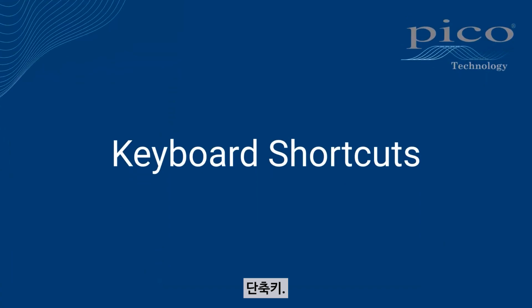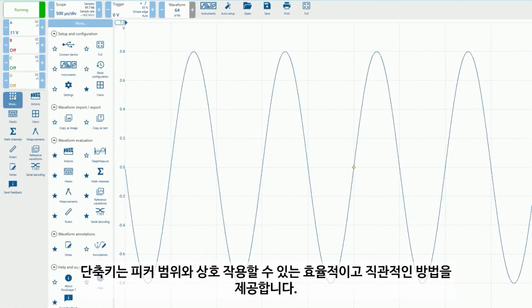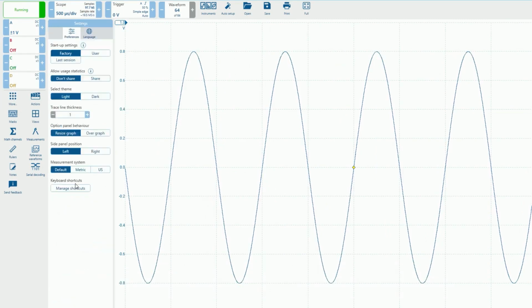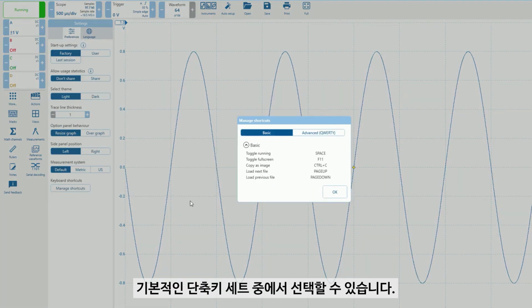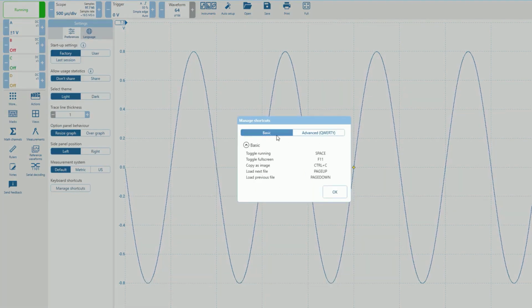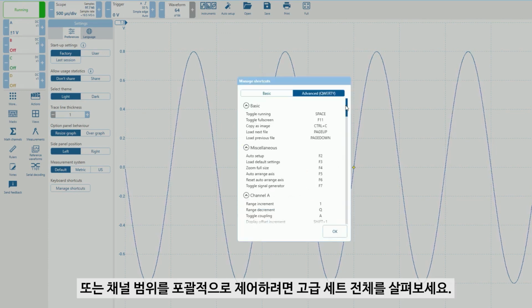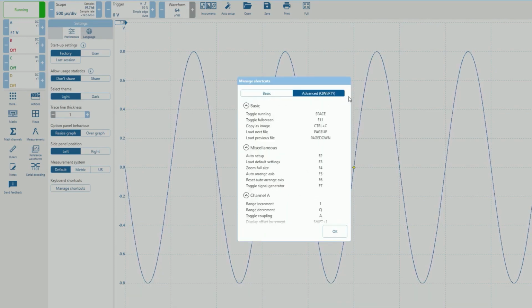Keyboard shortcuts. Keyboard shortcuts provide an efficient and intuitive way to interact with PicoScope software. You can choose between a basic set of shortcuts, or dive into the full advanced set for comprehensive control over channel ranges, time base, sample rate, trigger settings, and more.